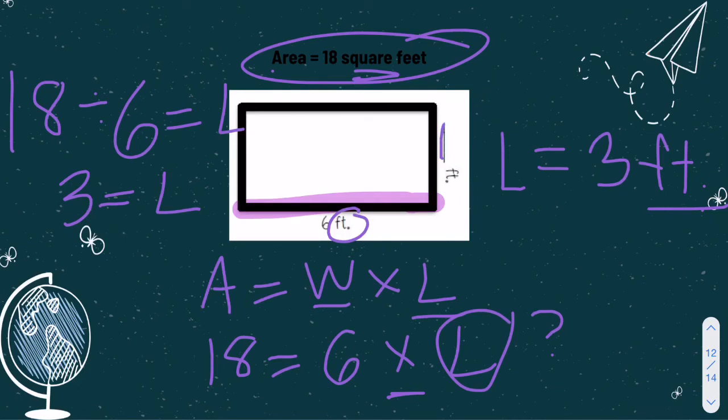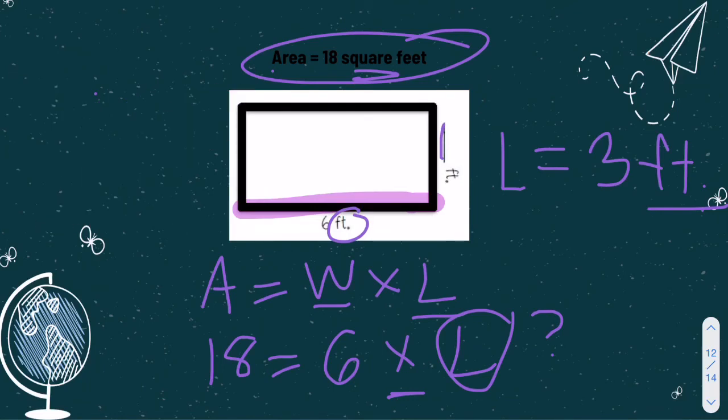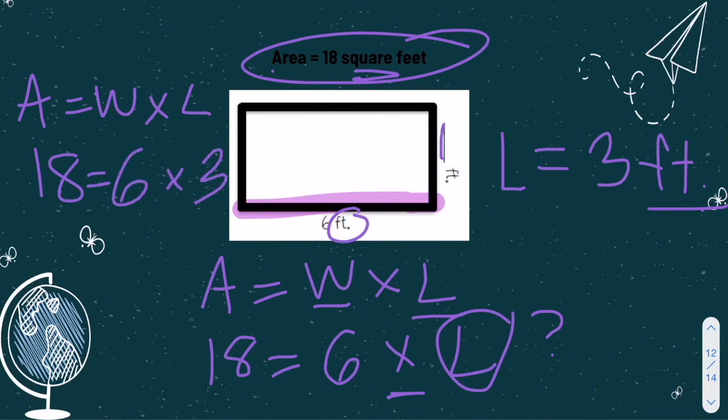And a good way to check to make sure that you did your math right, and that everything shakes out, you can do area equals width times length. I can say, okay, 18 equals 6 times 3. Check, that's correct. We can move on.